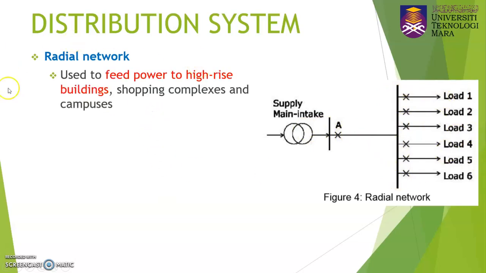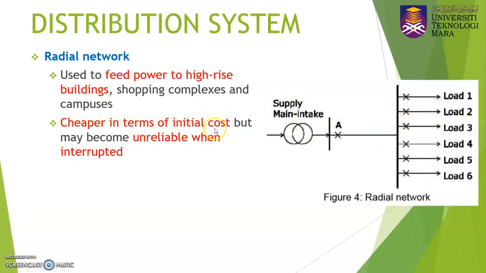The radial network is used to feed power to high-rise buildings such as shopping complexes and also campuses. For example, you have a supply main intake from here, and then it will be delivered to the ground floor, level 1, level 2, level 3, and so on. In terms of the initial cost, the radial network is cheaper, but it may become unreliable when interrupted, meaning that when there is a power disturbance, it may affect the whole load.